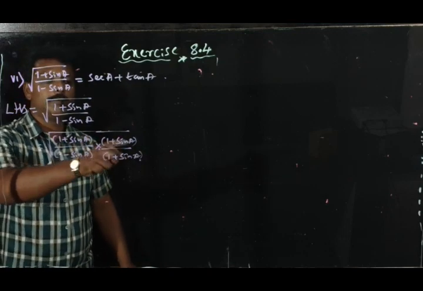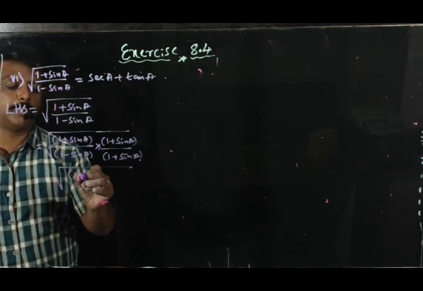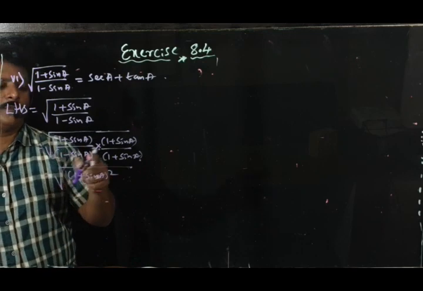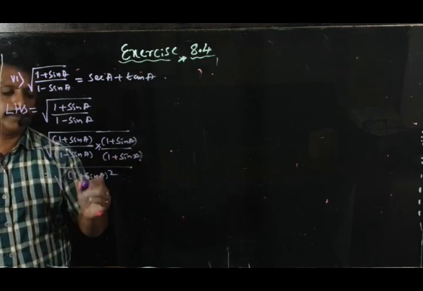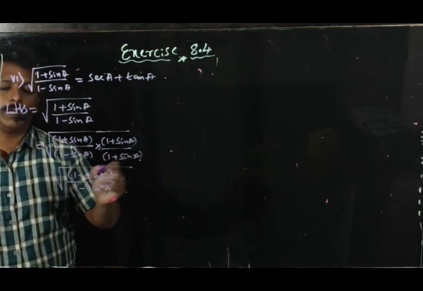1 plus sine A, 1 plus sine A. Both are same. Then what you have to write? 1 plus sine A whole square. Denominator: A minus B into A plus B, which is A square minus B square. It can be written as 1 minus sine square A.